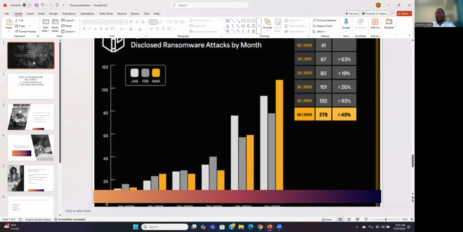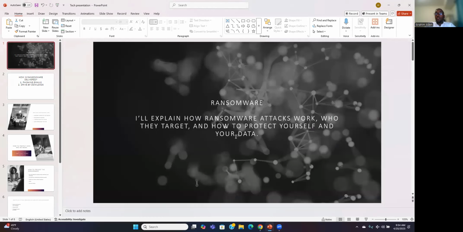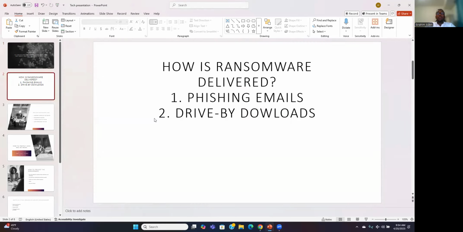So like I said, I will explain how ransomware attacks work, how they target, and how to protect yourself and your data from ransomware. So the first thing that comes to your mind and that we need to talk about is how ransomware is delivered into your PC. That is a very crucial thing that we need to know, since this is where the problem starts, if it encounters your computer.